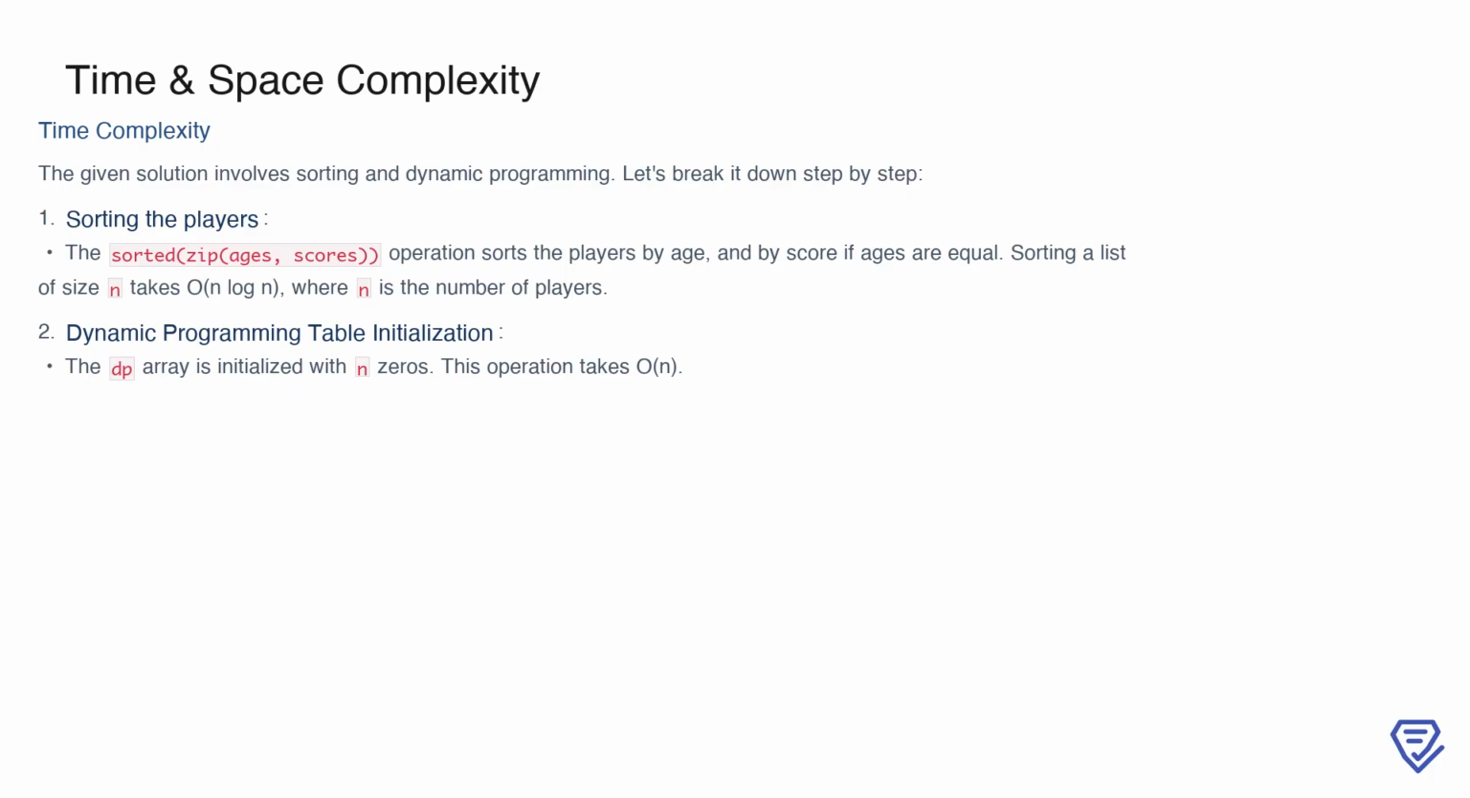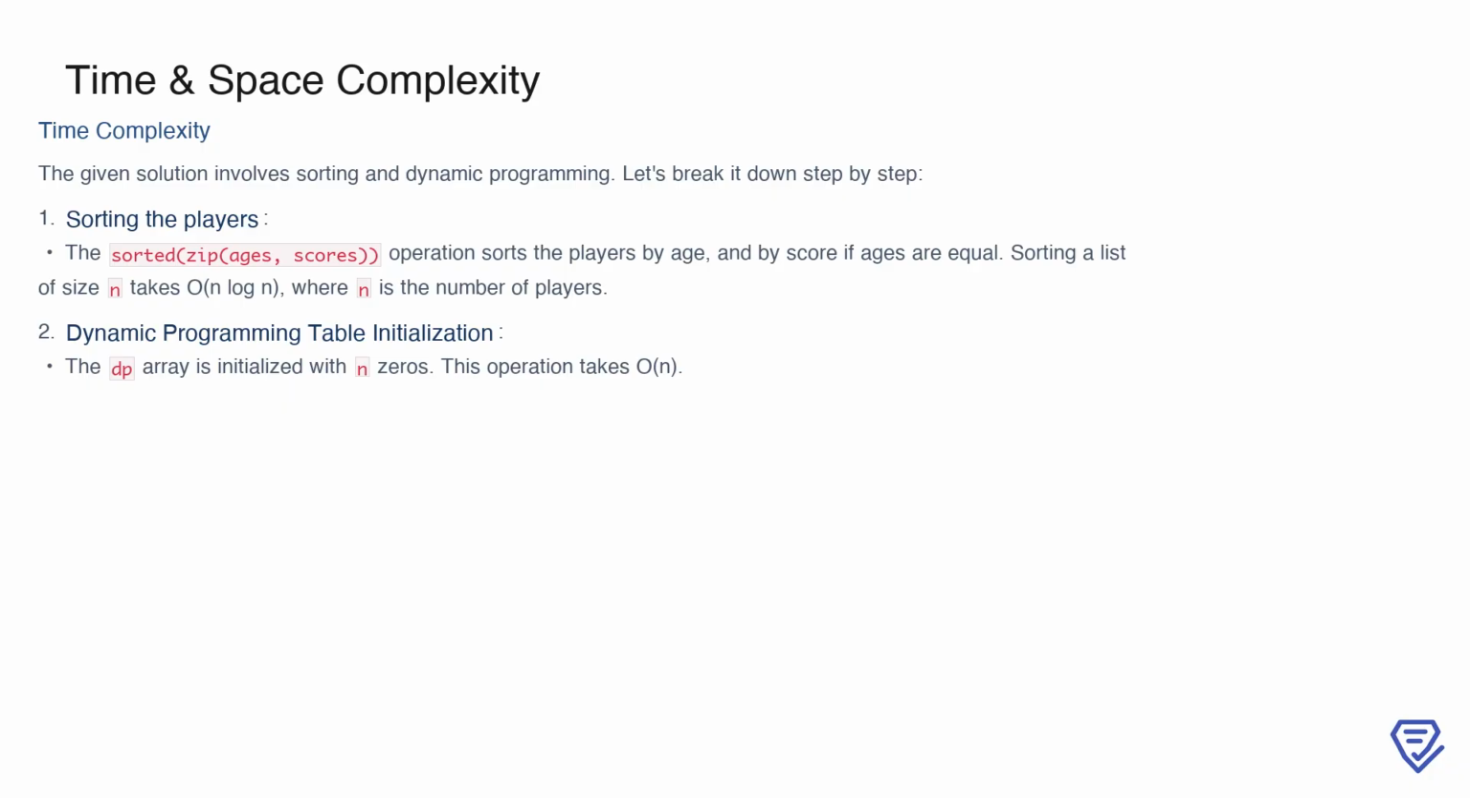This sorting involves a list of size n, where n is the number of players, and the operation takes O(n log n) time. Following this, we initialize the dynamic programming table, which is represented by the DP array. This array has a size equal to the number of players, so initializing it with zeros is a straightforward O(n) operation. These two steps form the foundation of our solution, preparing the data for the dynamic programming process that follows.